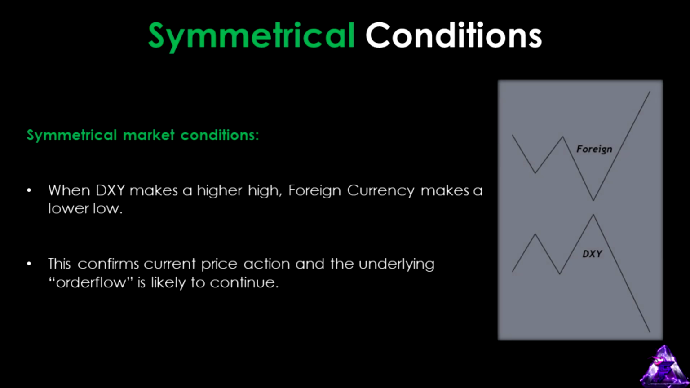Another scenario for symmetrical market conditions is when the DXY, the benchmark asset, makes a higher high, while the underlying or foreign currency makes a lower low. This type of structure and order flow confirms a symmetrical market condition, suggesting that the underlying structure will continue. This is how you can determine whether the market is in symmetry or not.